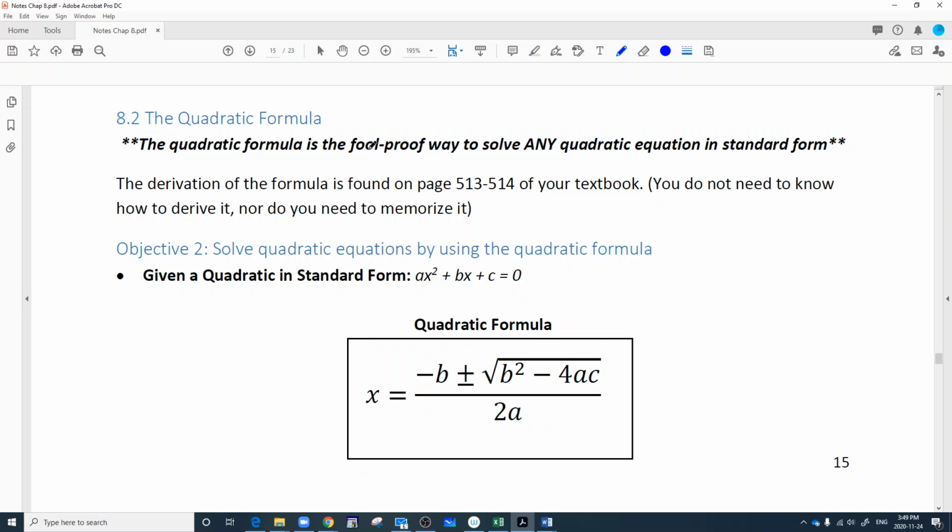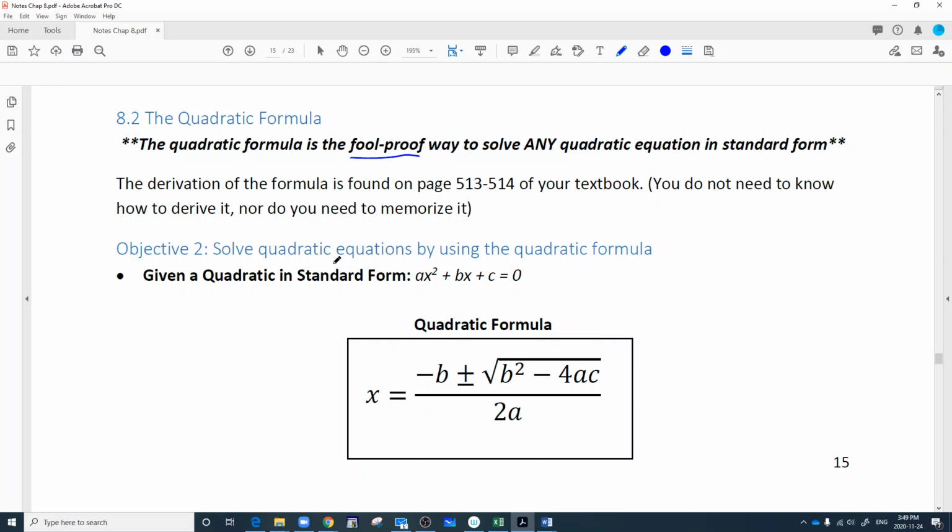In 8.2, we're going to be learning the fourth method of solving quadratic equations, and this one's the quadratic formula. So the quadratic formula is foolproof. You can use it anytime to solve any quadratic equation that's in standard form. So the question is, why would you learn anything else? It's because sometimes this one can be a little bit more complicated to simplify in a way, and also a little bit more laborious to do and places to make mistakes.